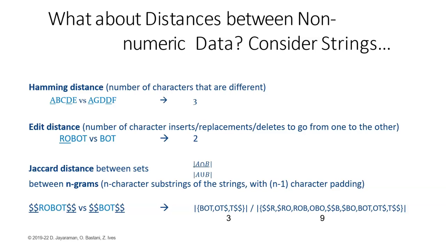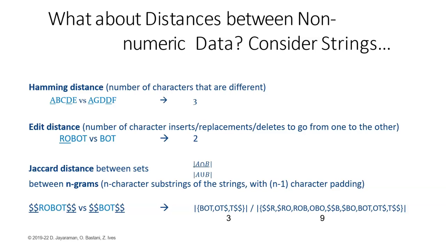For non-numeric data, what are the distances? It's a very good question. Hamming distance is usually used, which is the number of characters that are different. For example, on the first position, A is the same, so it's not different. Second position is B and another one is G, so this one is different. Then C and D are different. The fourth position is the same, and then the fifth position E and F is different. So three are different, right?